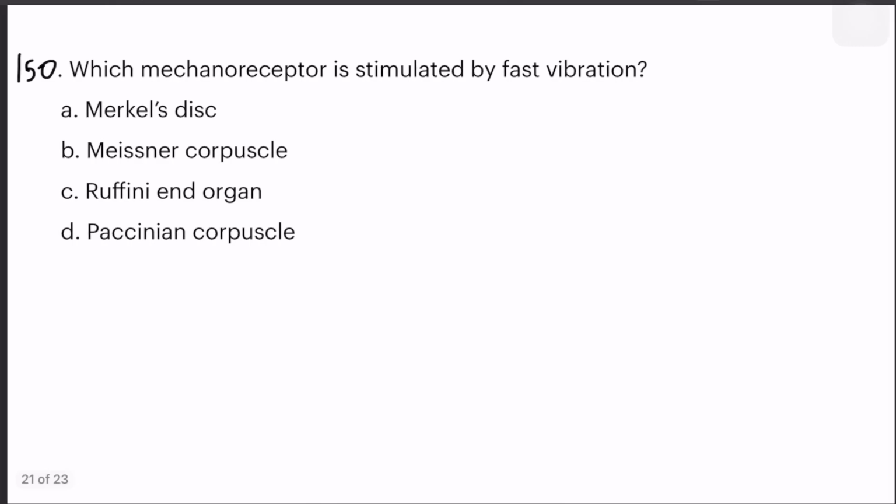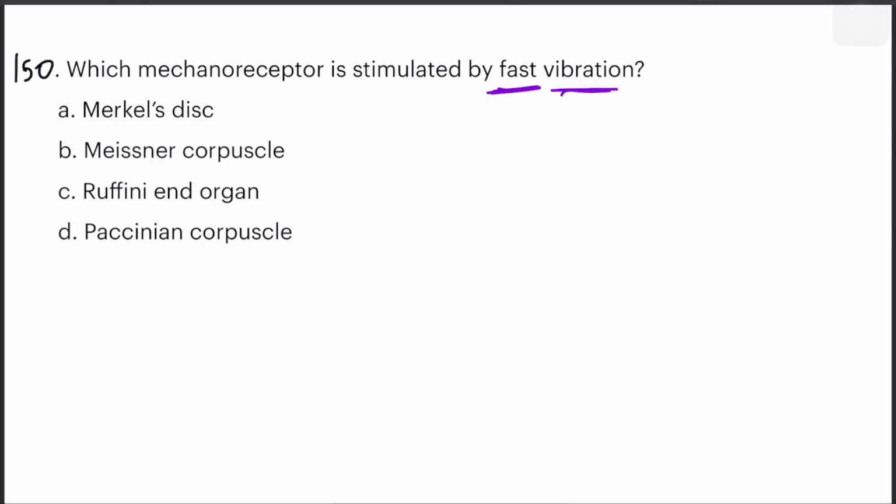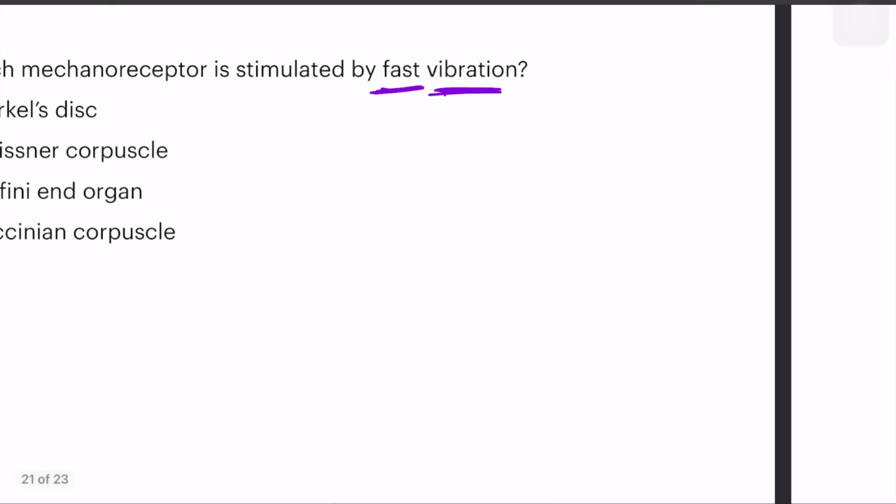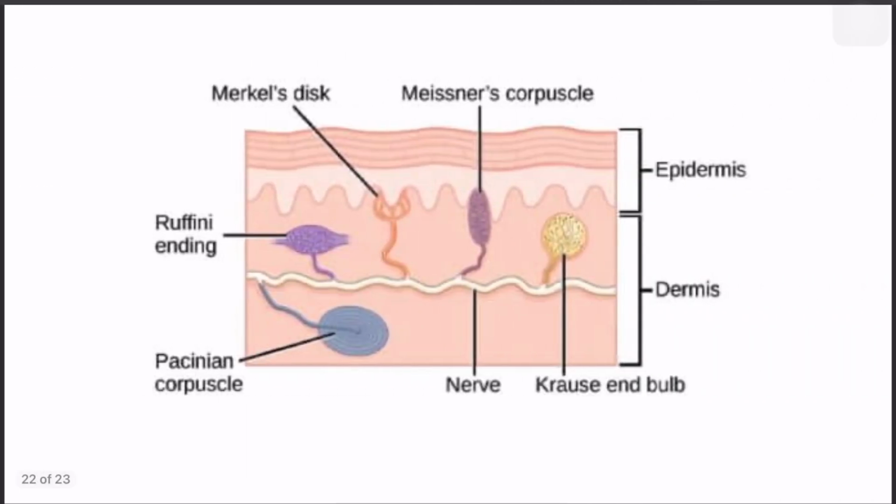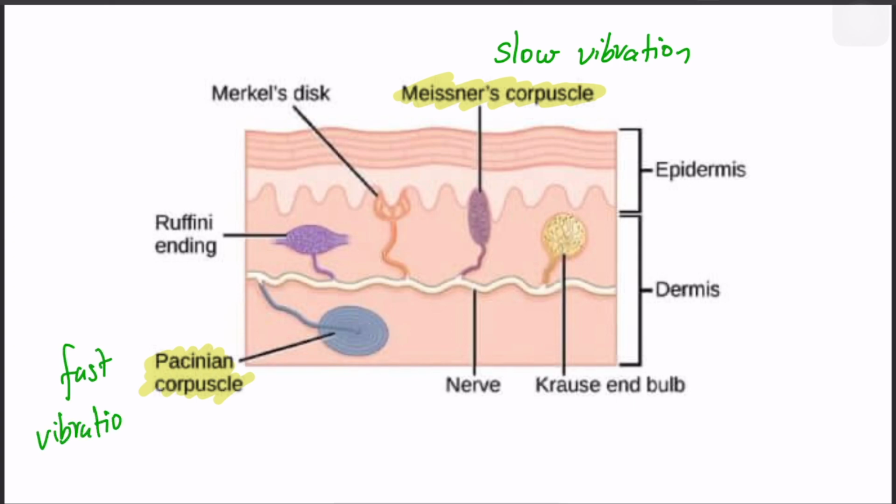Now, mechanoreceptor stimulated by fast vibration. So, fast vibration. What would be the answer? There are 4 mechanoreceptors. There is the Pacinian corpuscle and Meissner's corpuscle, which are primarily regarded for vibrations. But Meissner's corpuscle is slow vibration, and Pacinian corpuscle is fast vibration. What about Ruffini ending? Stretch. What about Merkel's disc? Touch.